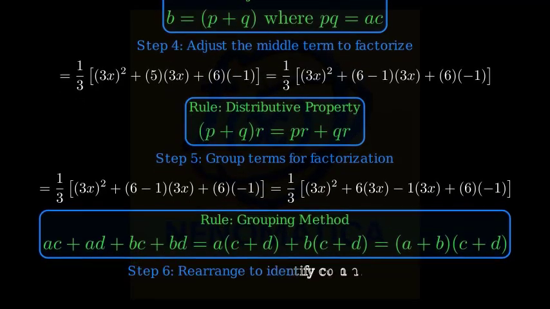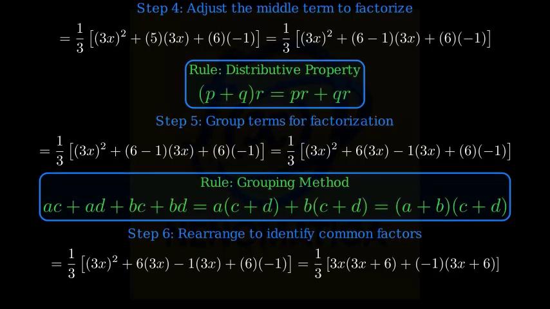We can group the first two terms and the last two terms. So we get 1/3 times the quantity 3x times 3x plus 6 plus -1 times 3x plus 6 times -1. Now we can factor out the common terms from each group.